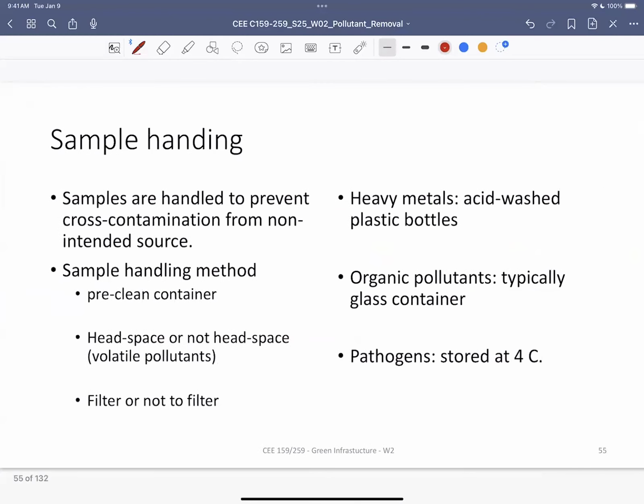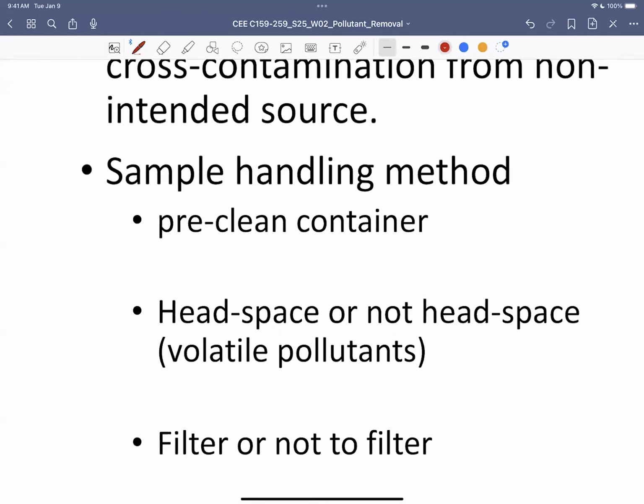Now that you know those things, sample handling becomes more important. This is key because it will determine if the concentration changes, based on the choice of the sample and the container that you use. Here I just explain a few of the things that you have to think about. All the containers have to be pre-cleaned. Pre-clean means you have to use water so that there is no residual concentration from previous sampling, so they have to be completely clean.